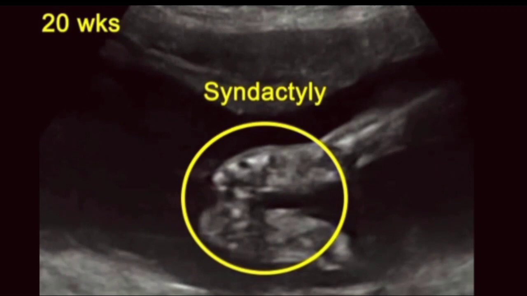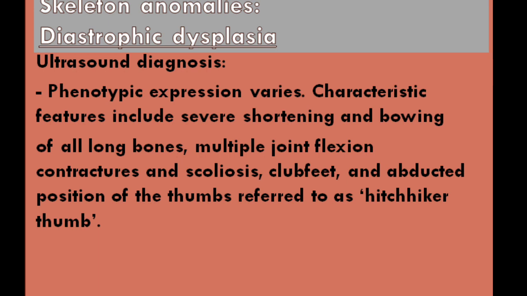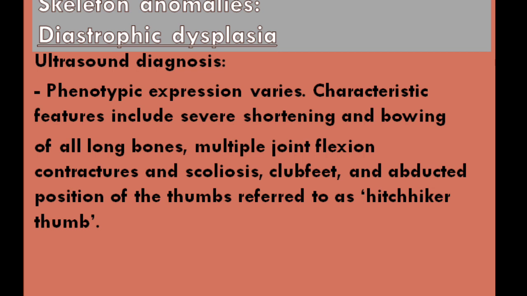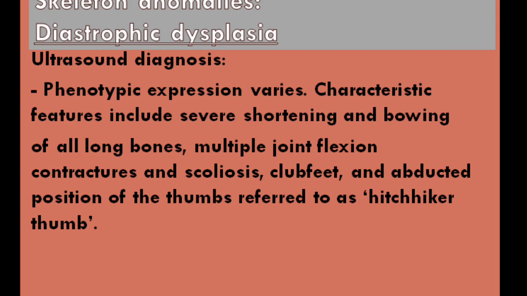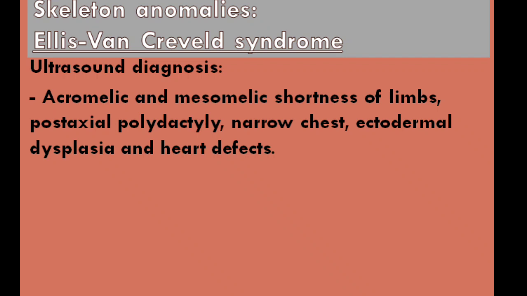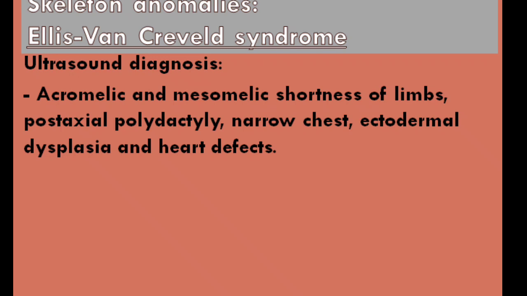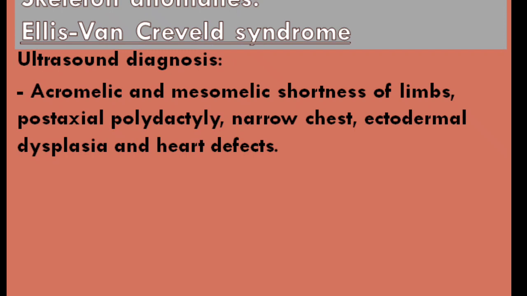8. Diastrophic dysplasia. Ultrasound diagnosis. Phenotypic expression varies. Characteristic features include severe shortening and bowing of all long bones, multiple joint flexion contractures and scoliosis, club feet, and abducted position of the thumbs referred to as hitchhiker thumb. 9. Ellis-van Creveld syndrome. Ultrasound diagnosis. Acromelic and mesomelic shortness of limbs. Postaxial polydactyly, narrow chest, ectodermal dysplasia and heart defects.